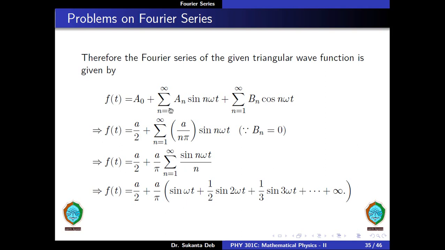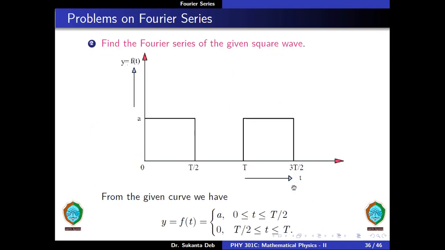So after we substitute the values of a0, an and bn here, we get f of t is equal to a by 2 plus a by pi into sine of omega t plus half of sine of twice omega t plus 1 by 3 sine of three omega t up to infinity. So this is the Fourier series expansion of the given triangular wave.